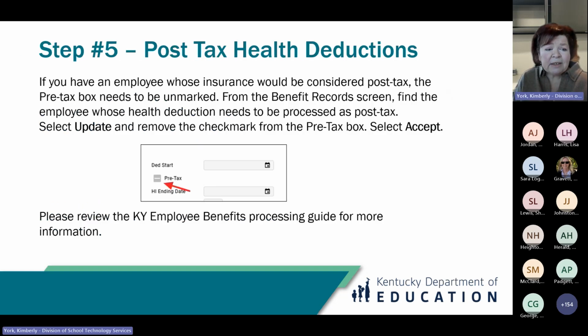So step 5, post-tax health deductions. If you have an employee whose insurance would be considered post-tax, and this is something kind of rare, we don't see this very often at all, and most districts know if they have someone who fits that bill. But in this case, the pre-tax box would need to be unmarked. So from the benefit record screen, find the employee whose health deduction needs to be processed as post-tax. You'll select Update and remove the check mark from the pre-tax box and select Accept. The Kentucky Employee Benefits Guide has a little more information about that that you can take a look at if you have any other questions about that.